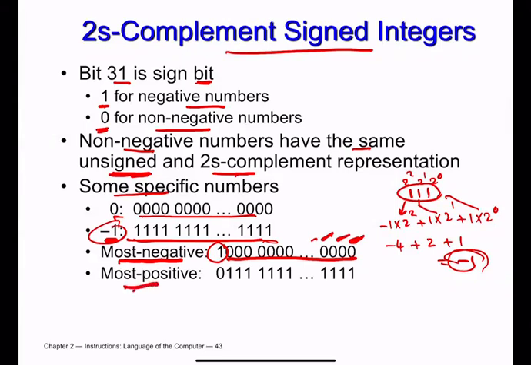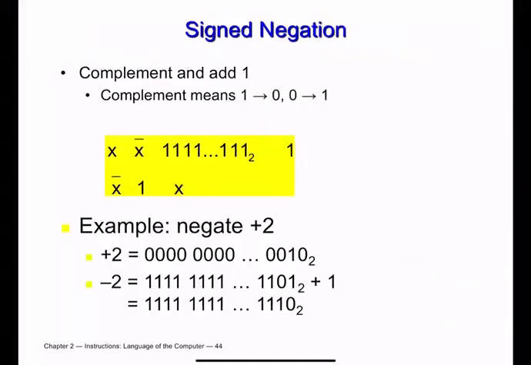If I'm asking you about the most positive, it will be the other way around. I will give ones to all the positive positions and I will allocate 0 to the negative position. In that sense, I don't have to include anything here, and this will give me the most positive number.